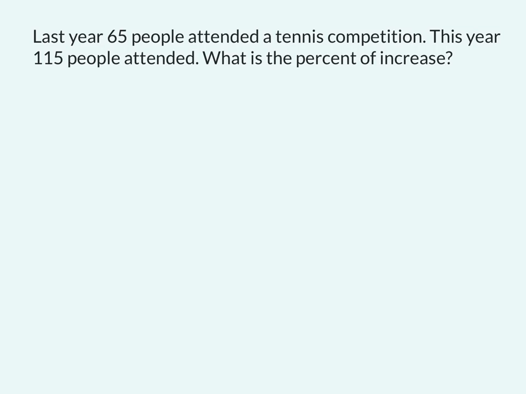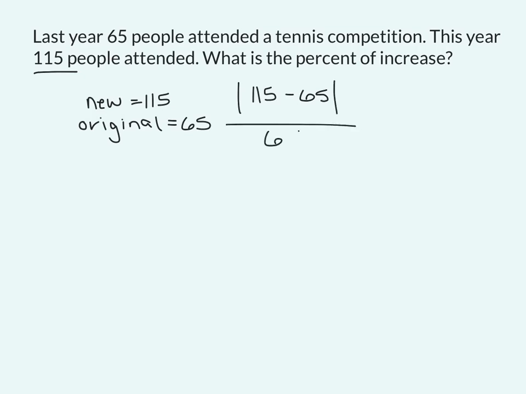First, I want to identify my new value. So my new value is the amount of people that attended this year, which is 115. My original value is 65. So when I put that into my formula, I have the absolute value of 115 minus 65 divided by 65 times 100. First, we'll do the operation within the absolute value bars.